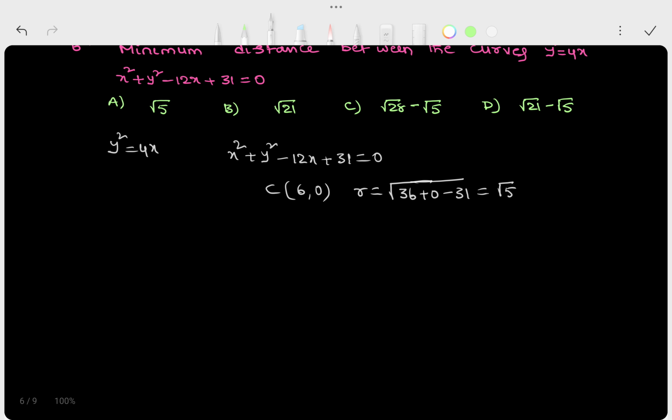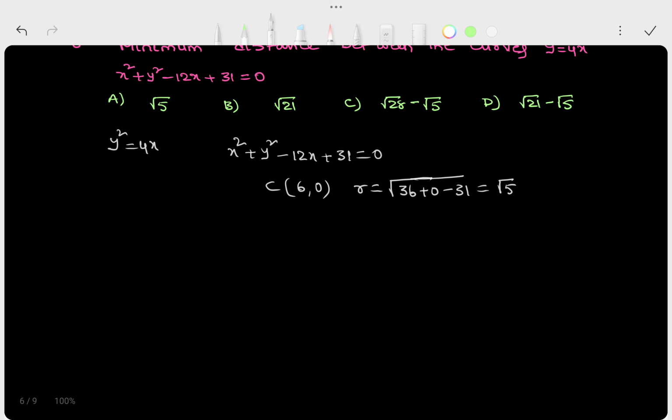So according to the given curves, you draw the diagram. Here the parabola is y square is equals to 4x. Next one is the circle whose center is (6, 0). (6, 0) means it lies on the x-axis, so you draw the circle like this.